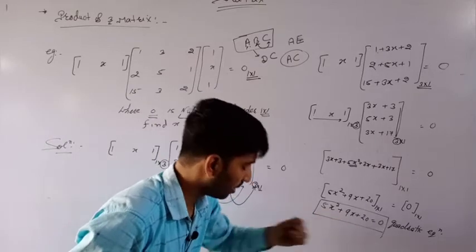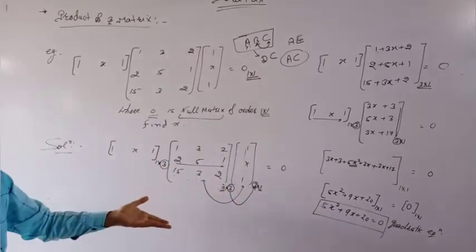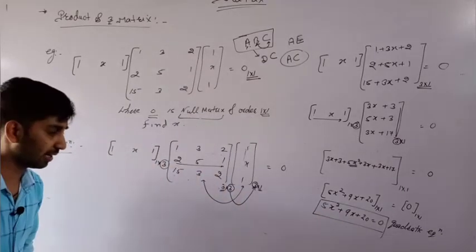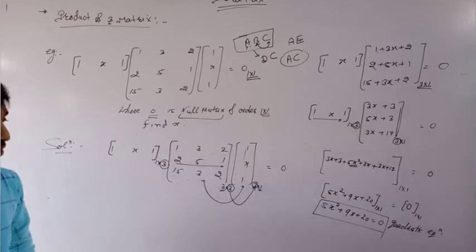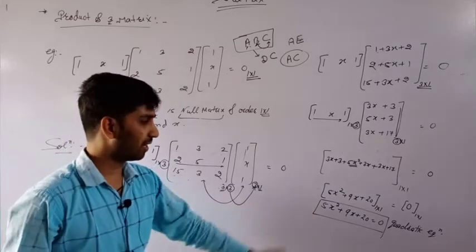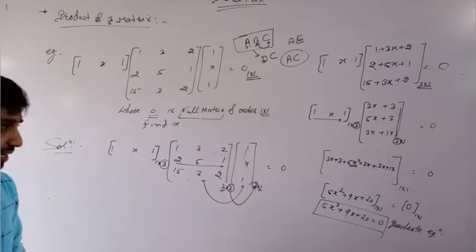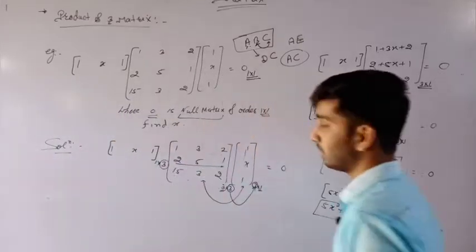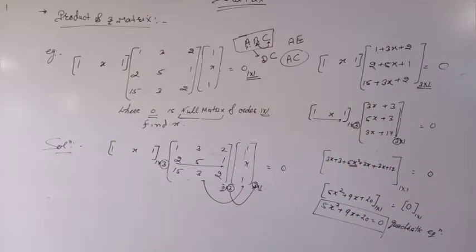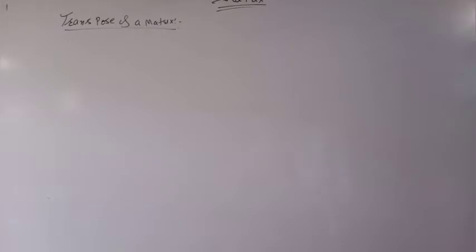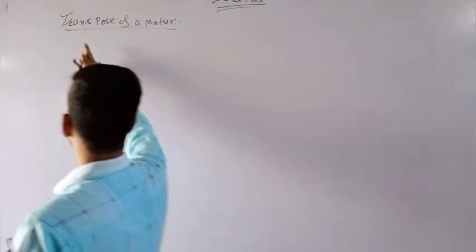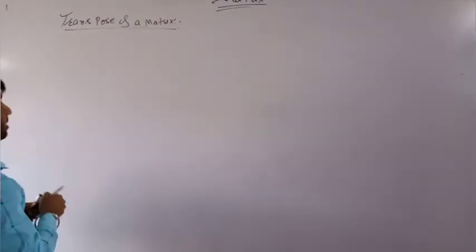Here we have three methods: factorization method, perfect square method, and quadratic formula. By using these, we can find the value of x. So write down and then we will discuss further. Example. So students, our next topic is transpose of a matrix.